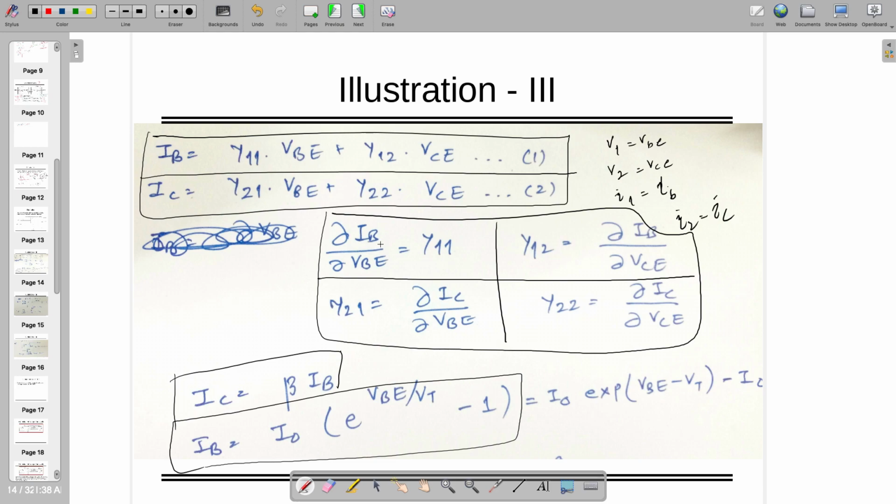In the equation of IB, there is no VC. Can you see VC anywhere? VC is not available, right? In both equations, VC is not there. So if you are taking the derivative with respect to VC, that will go to 0. Anything with respect to VC will be 0. You need to find out only two parameters. So what is y11? Del IB with respect to del VB.